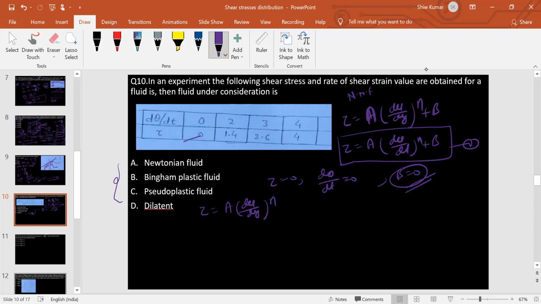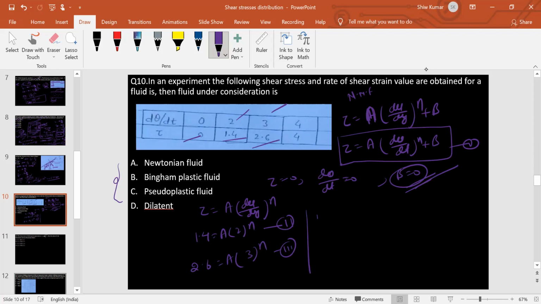Now to find the value of n, use the next two data points. Tau is 1.4 when d theta by dt is 2, so 2 raised to n. And next, tau is 2.6 when d theta by dt is 3, so 3 to the power n. Divide these two equations, equation number 2 and equation number 3. Since I got b, I need to find n.